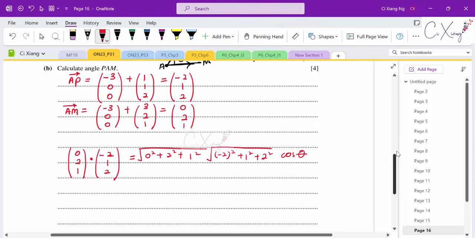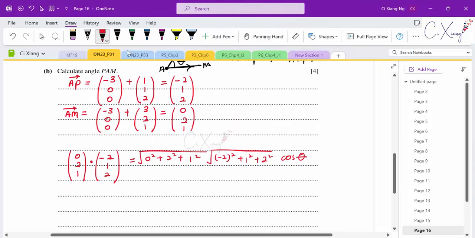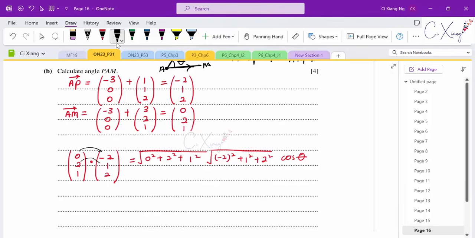Okay, simplify all the terms that we have here. For the dot product, what we do is multiply x with x, plus y with y, plus z with z. So 0 times -2 gives 0, 2 times 1 gives 2, then 1 times 2 also gives 2. So you have a 4 on the left, equals square root 9 and square root 5 for cos theta. Then to find theta, it is very easy.